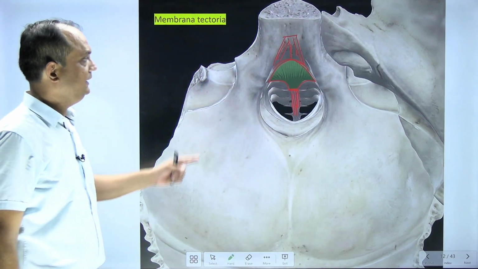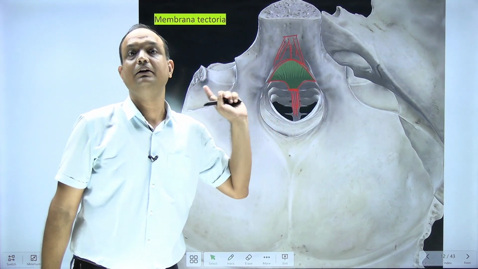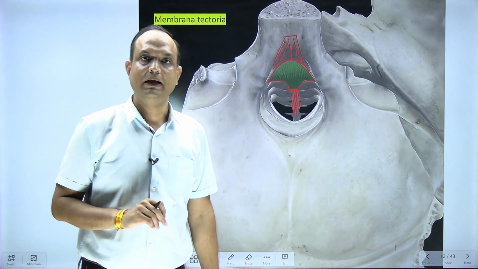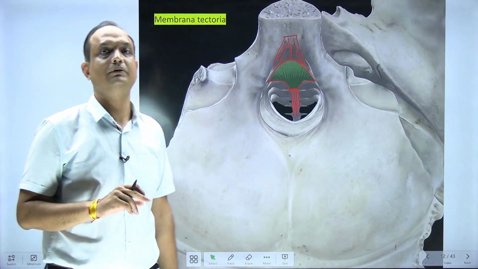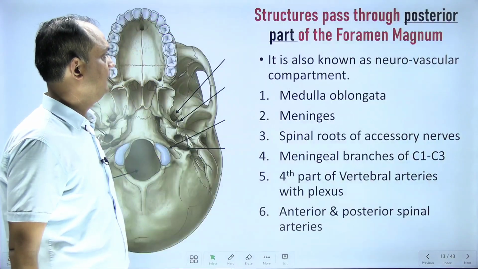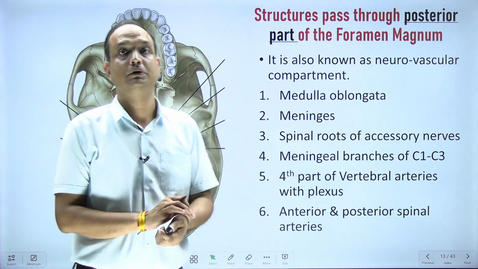Clear? So, there are three structures which we have seen entered into the foramen magnum through the anterior part. What are they? The apical ligament of dens, then the superior part of the cruciform ligament, and the membrana tectoria. Now, what are the structures through the posterior part?